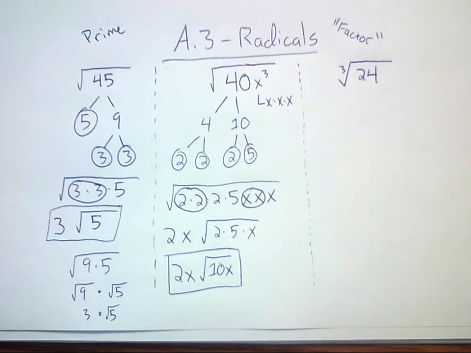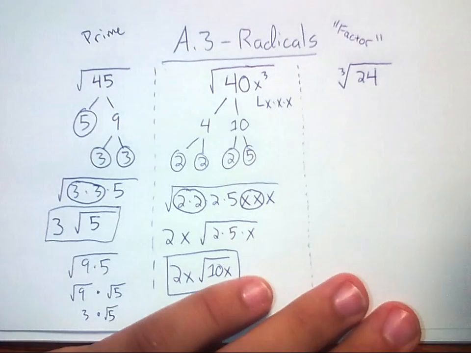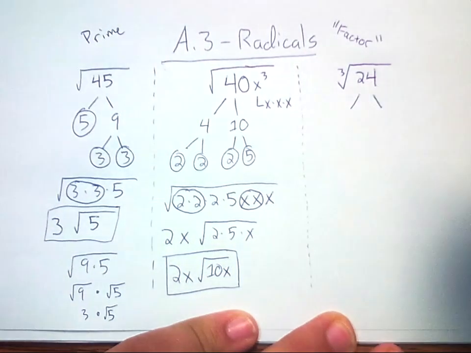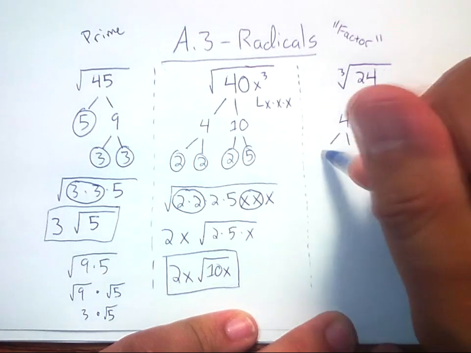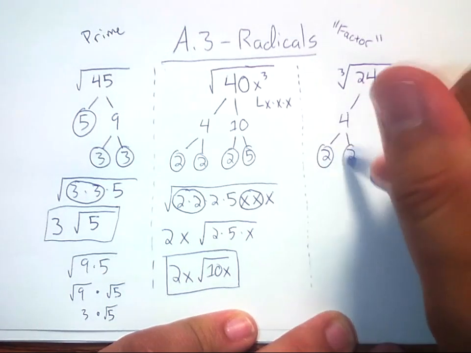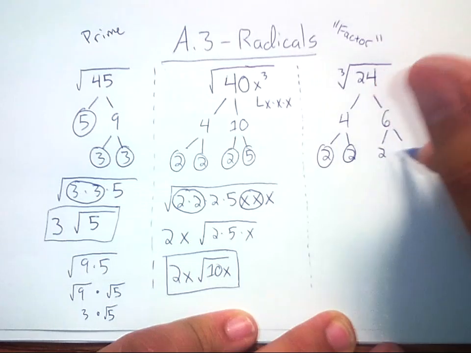Well, alright, instead of a couple goes out, cube means 3, so trio. You need a trio. You need 3 to go out. So what we're going to do is the same thing we've been doing. We're going to factor 24. So 4 and 6, neither of those are prime, so 2 and 2, both those numbers are prime. Let's keep going with the 6. There's a 2 and a 3.